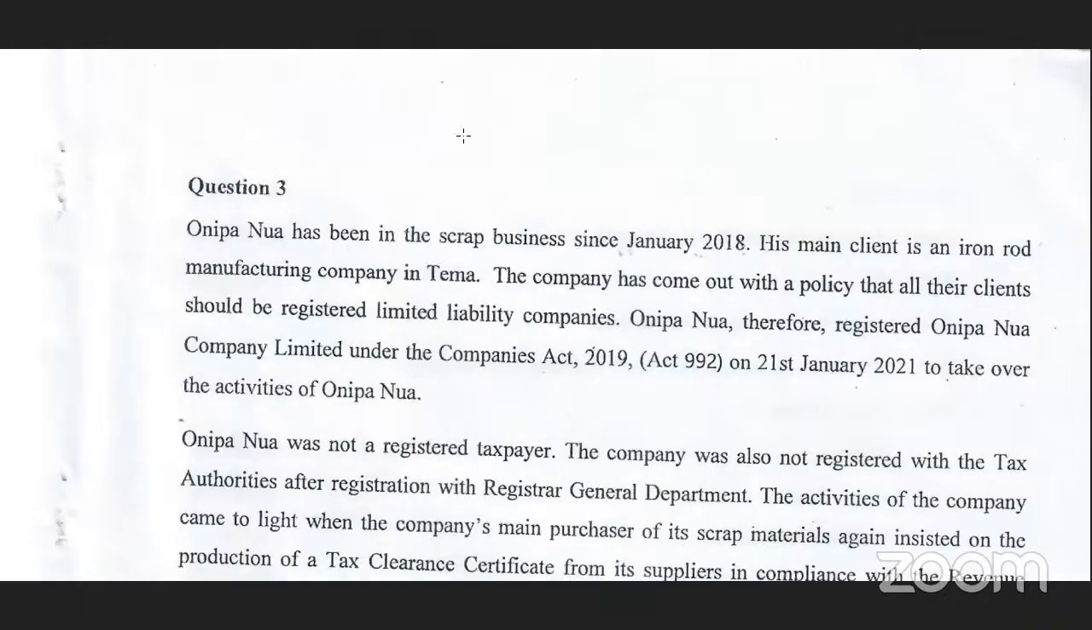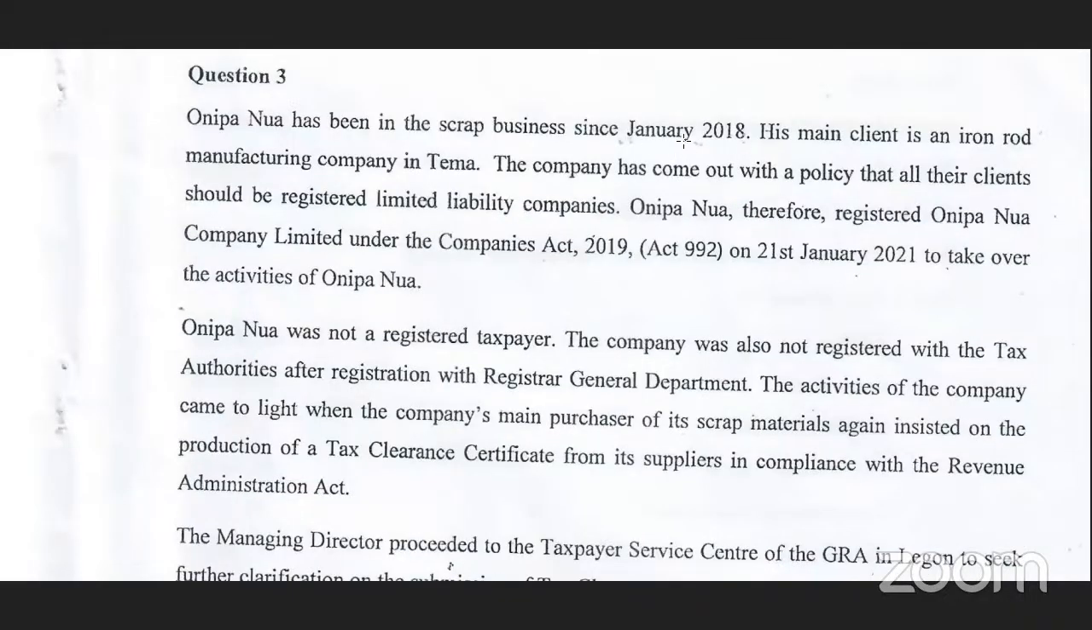So this one meets the definition of what we are doing. You see a question which has been in the scrap business since 2018. His main client is an iron rod manufacturing company in Tema. The company has come out with a policy that all their clients should be registered limited liability companies. So Onipanua, therefore, registered Onipanua Company Limited under the Companies Act 2019, Act 992, on 21st January 2021 to take over the activities of Onipanua.